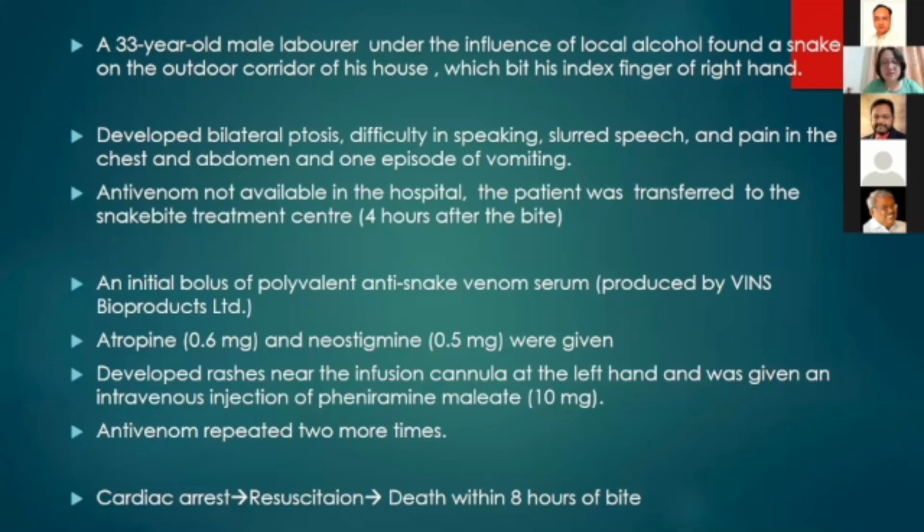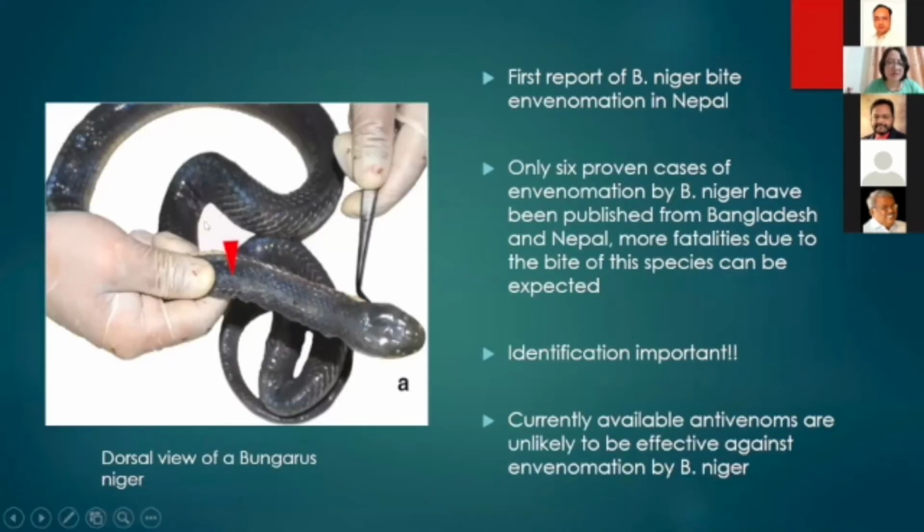Antivenom was repeated 2 more times as per the case report, but then he suffered a cardiac arrest. Resuscitation was done, but he eventually died within 8 hours of the bite. So this is the krait Bungarus niger. Actually, this is the first report of Bungarus niger bite in Nepal, and only 6 proven cases of envenomation by this kind of krait has been published in Nepal and in Bangladesh.